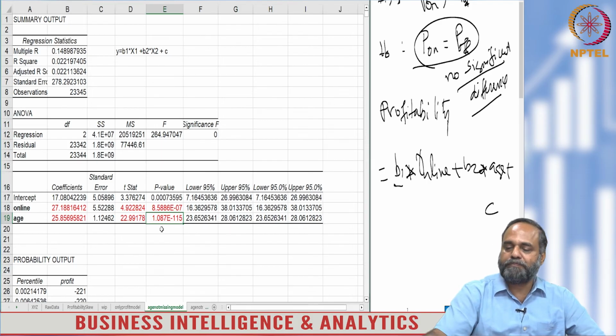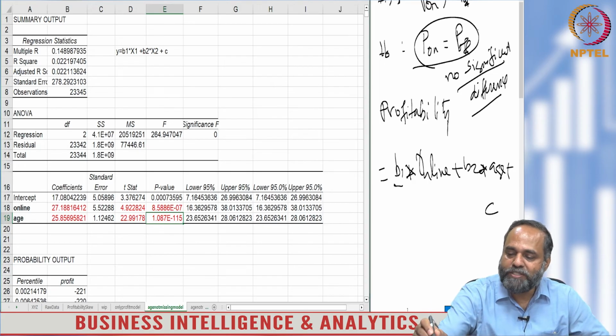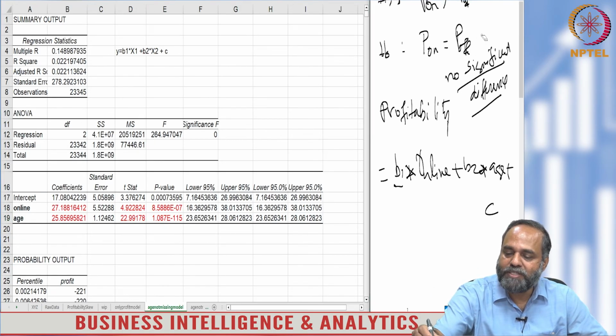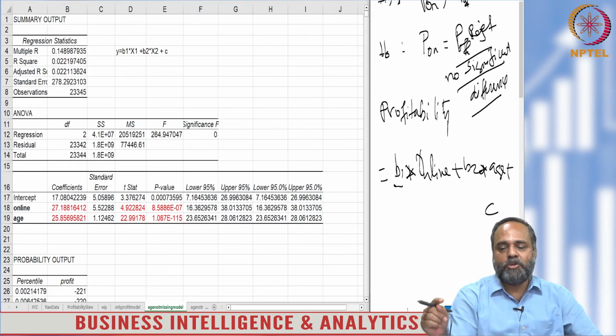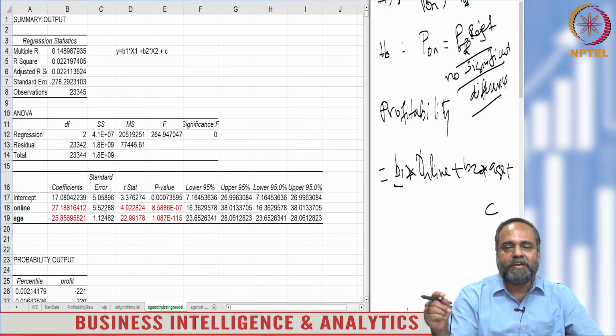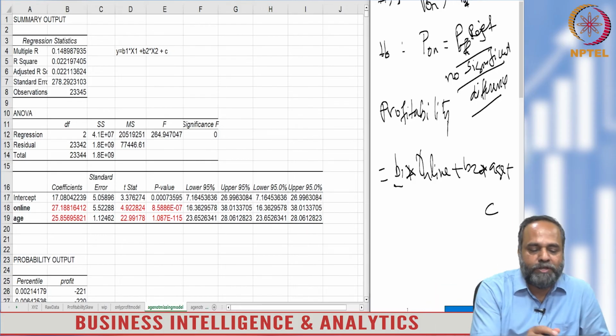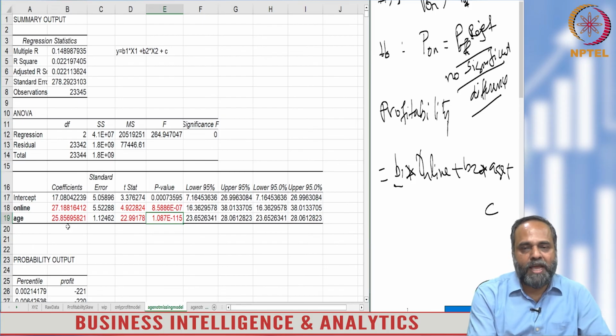What does that mean? You have to reject this hypothesis, but you accept this hypothesis when you add one more variable, essentially meaning that alongside age, there is a significant difference between profitability of online customers and offline customers. How do you interpret this model? Let me actually help you interpret this model.